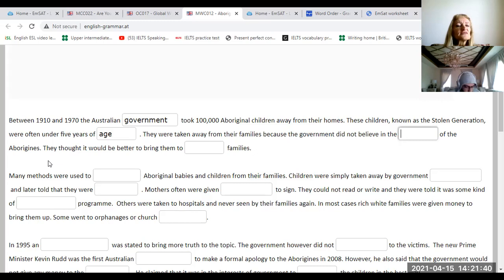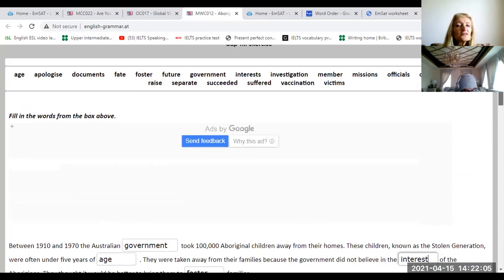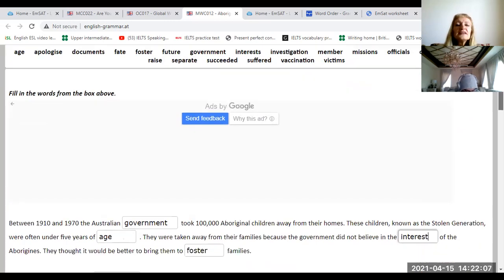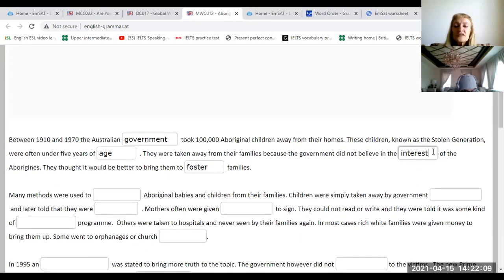And then let's see if it fits with the next one. They thought it would be better to bring them to... Oh, that's where you've got the word. You would put the word foster here. Yeah. So we would put foster here. So I believe that we'd put interests here. Interest. Is it singular or plural? Yeah, it's definitely plural, so that means probably yes, that's interests.